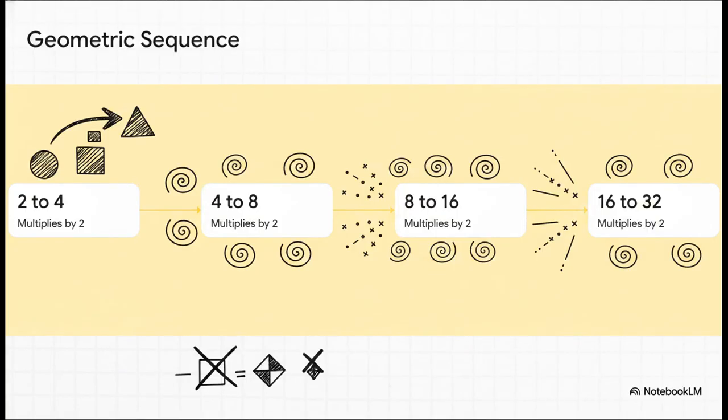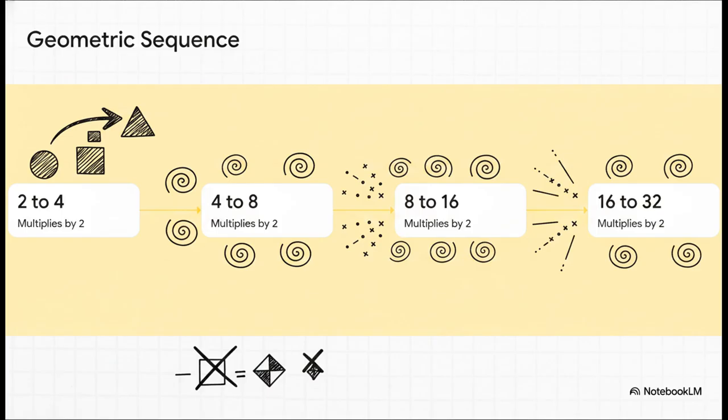Let's switch gears and move to our second example to see how this one builds: 2, 4, 8, 16, 32. Let's test it. If we try subtracting, 4 minus 2 is 2, but 8 minus 4 is 4. The difference is changing, so scratch that. It's definitely not arithmetic. Let's try dividing. 4 divided by 2 is 2. 8 divided by 4 is 2. 16 divided by 8 is 2.